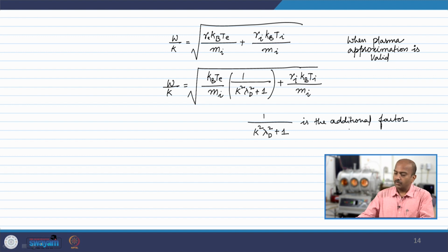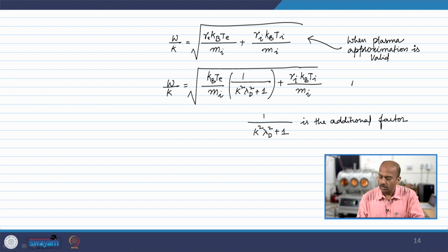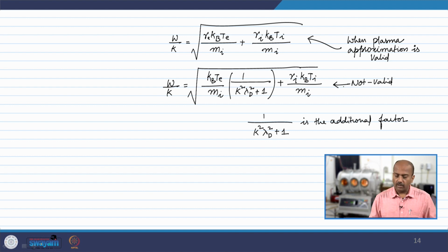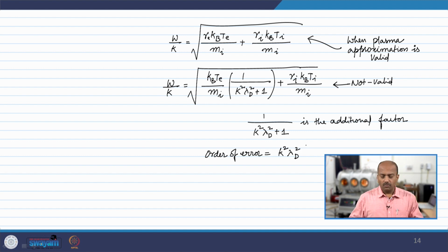Why is this additional factor there when the plasma approximation is valid in one case and not valid in the other? This is the additional factor which has come into existence just by treating the number of ions as not equal to the number of electrons. Right. The order of error, how much it is changing with respect to the actual value, is k square by lambda d square. So, we can simply say that the error introduced is because of not following the plasma approximation.